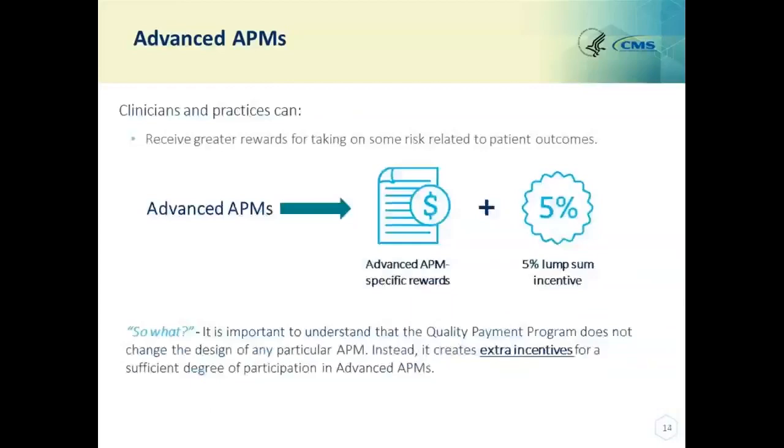Next slide, please. So here we talk a little bit about the subsection that we talked about earlier, of the subset of APMs that we call advanced APMs. Here, we're going to define again that advanced APMs, they receive a greater reward for taking on some risk related to their patient outcomes. That's where we get to the reporting of quality and other initiatives related to risk. Here, the advanced APM participant is eligible for the advanced APM specific reward and the 5% lump sum bonus if they reach the QP, which means that they've done a sufficient degree of work or participation in their advanced APM. Next slide, please.